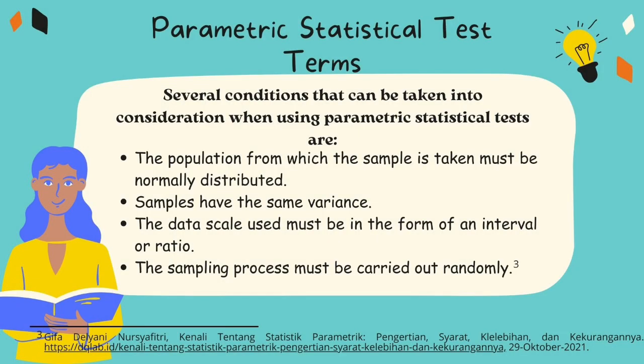Parametric statistical test terms. Several conditions that can be taken into consideration when using parametric statistical tests are: the population from which the sample is taken must be normally distributed. Samples have the same variance. The data scale used must be in the form of an interval or ratio. The sampling process must be carried out randomly.